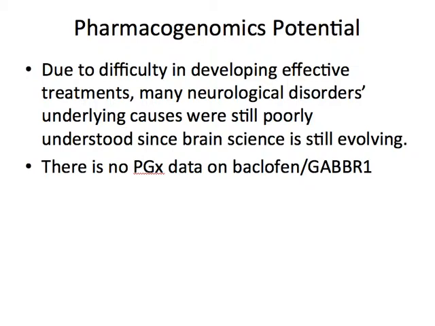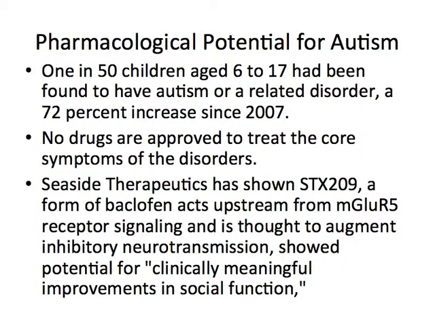Due to the difficulty in developing effective treatments, many neurological disorders' underlying causes are still poorly understood, since brain science is still evolving. Therefore, there is little or no pharmacogenomic data on baclofen and GABBR1. However, there is pharmacological potential for autism as a repurposing drug.